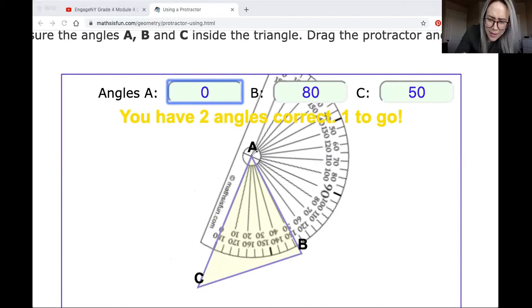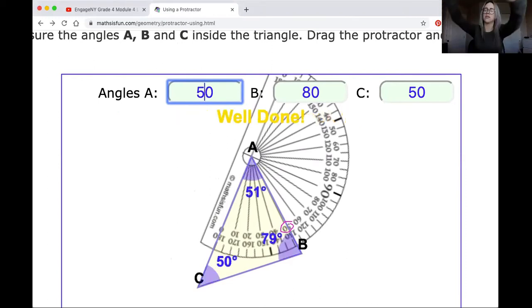So I'm looking here, I have A, 0, and then this is going to go up. It looks like here's 60, here's 40, in between that's got to be 50. So my guess would be that angle A is measuring 50. Well done. We did it. Perfect. I'm proud of us. We did great.